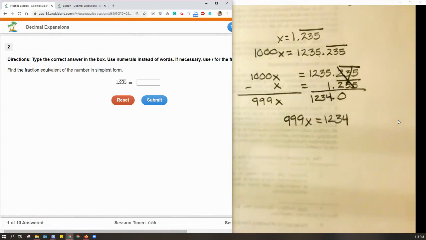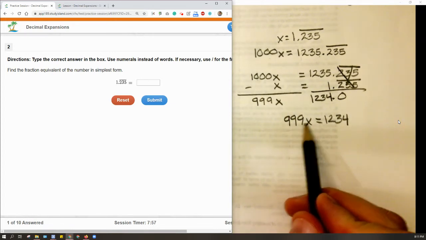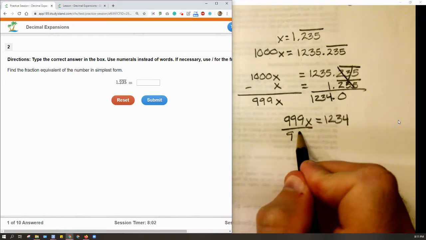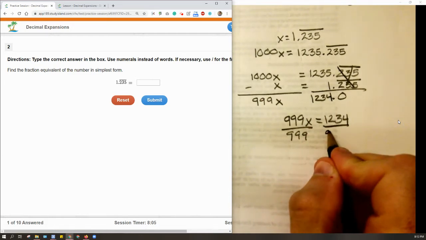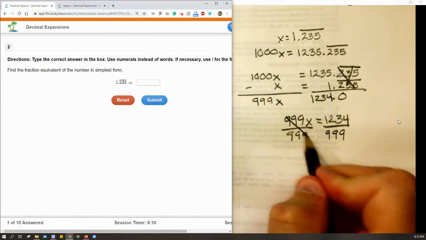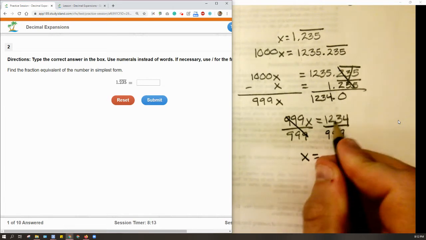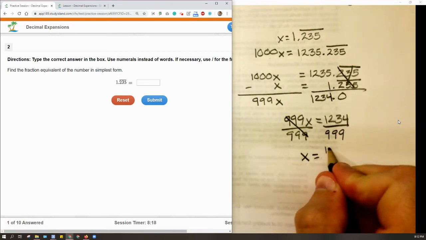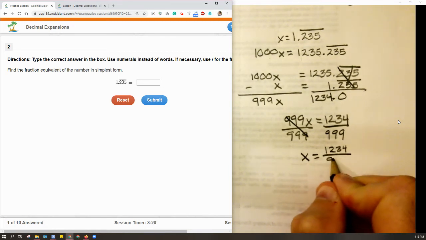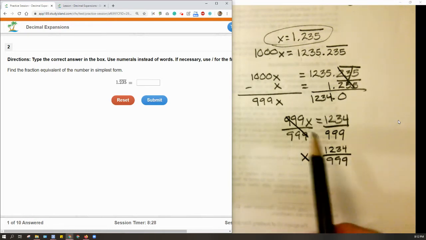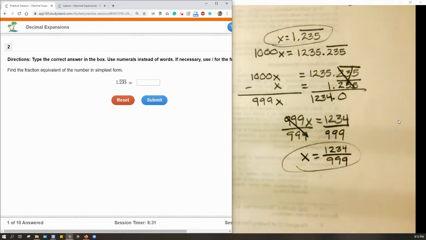And this is a really simple equation that you should know how to solve. If you have a number times x equals another number, what do you do? You divide by that number. This is a very simple one-step equation. It's got big numbers, but you know how to solve these. 999x divided by 999 is 1x. So 1x is 1,234 over 999. Okay, so 1,234 over 999. Well, why is that significant? Because we already knew that x was equal to 1.235 repeating. So x is equal to 1,234 over 999.